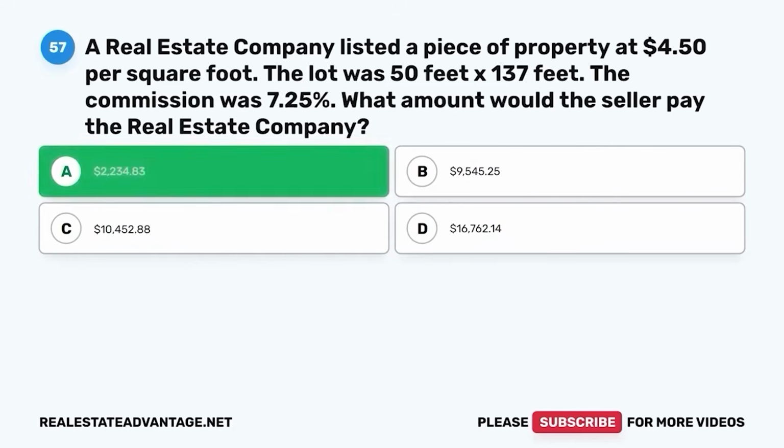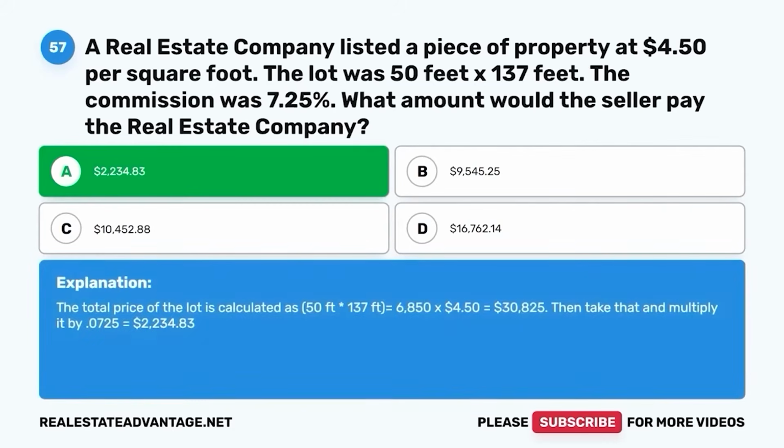$16,762.14. The correct answer is A. $2,234.83. The total price of the lot is calculated as 50 feet times 137 feet equals 6,850 times $4.50 equals $30,825. Then take that and multiply it by 0.0725 equals $2,234.83.